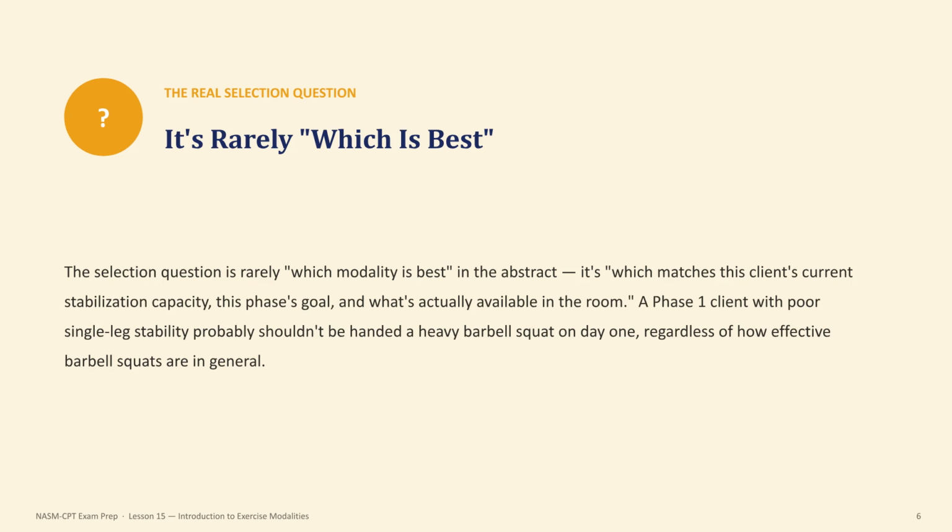Here's the single most important idea in this lesson. The selection question is rarely which modality is best in the abstract. It's which matches this client's current stabilization capacity, this phase's goal, and what's actually available in the room. Here's a concrete example. A Phase 1 client with poor single leg stability probably shouldn't be handed a heavy barbell squat on day 1, regardless of how effective barbell squats are in general.